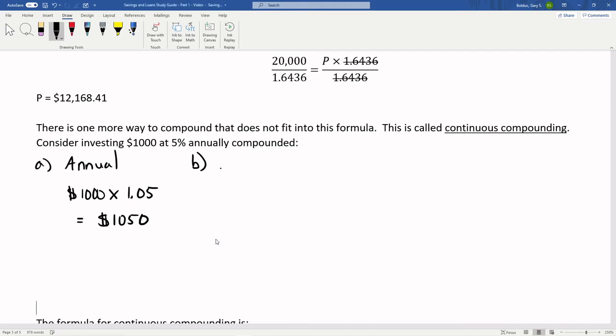Okay, but there are other options, right? We could do it monthly. And I haven't really talked to you yet about the difference between doing it annually and monthly, like what's happening. So we'll check it out. Here's your $1,000. Now the formula is a little different. Remember, 0.05 over 12. And then this would be a 12 up here. Times 1, because it's 1 year we're doing it. So I should write that in. 1 year times 1 year.